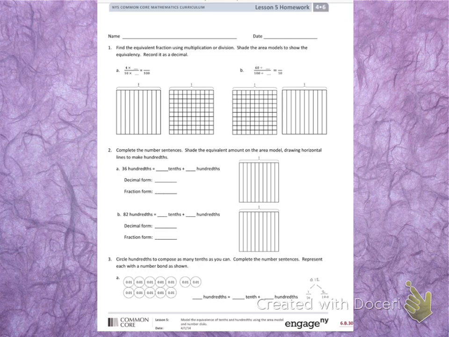Letter A. 4/10 times what equals something hundredths? So we have 4/10, so I'm going to go ahead and draw that in. 4/10, 1, 2, 3, 4. 4/10. And I'm going to go ahead and make that look the same over here.